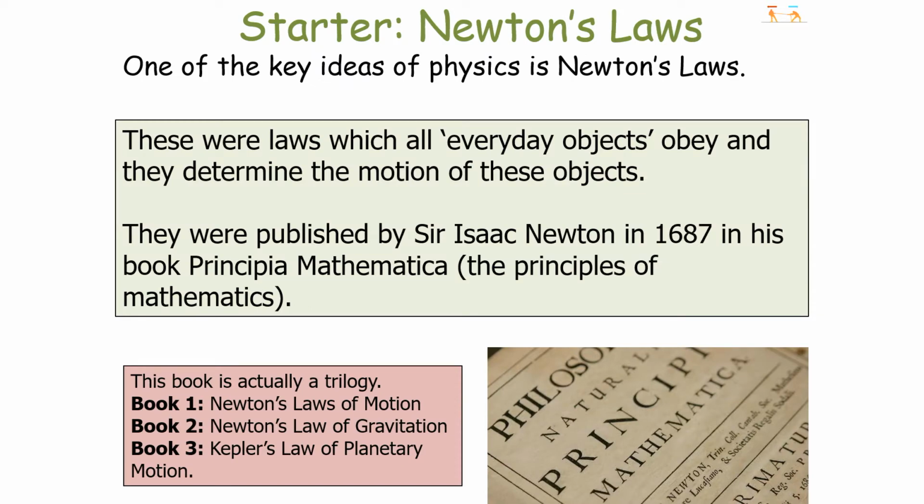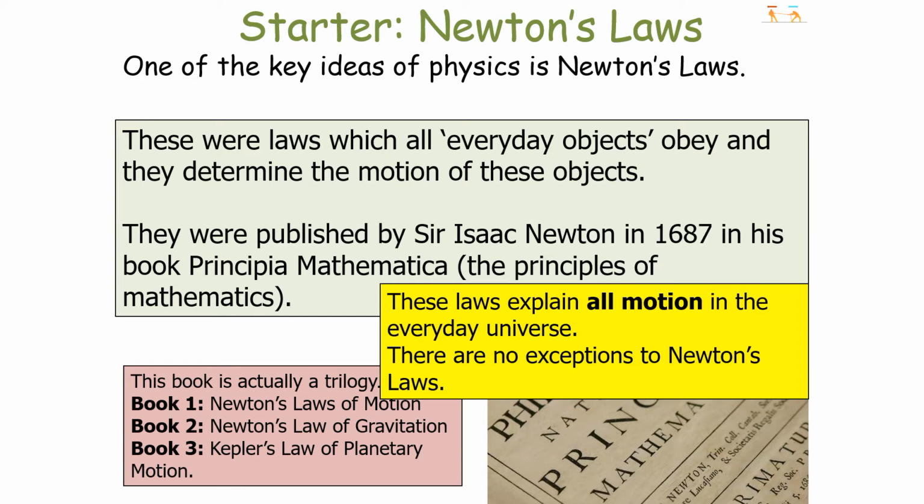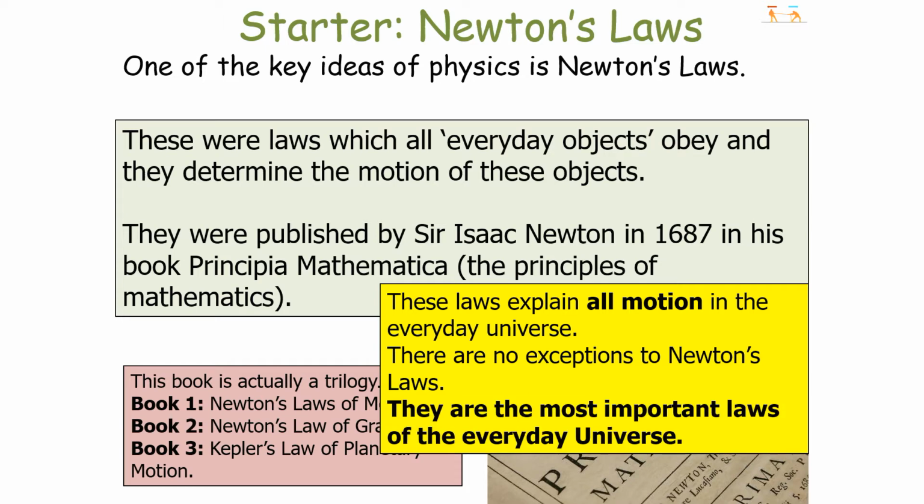So one of the key ideas of physics is Newton's laws. These are the laws which determine how all everyday objects obey and determine the motion of these objects. They were published by Sir Isaac Newton in 1687 in his book The Principia Mathematica. These laws explain all motion in the everyday universe. There are no exceptions to Newton's laws of motion. They could be considered the most important laws of the everyday universe.